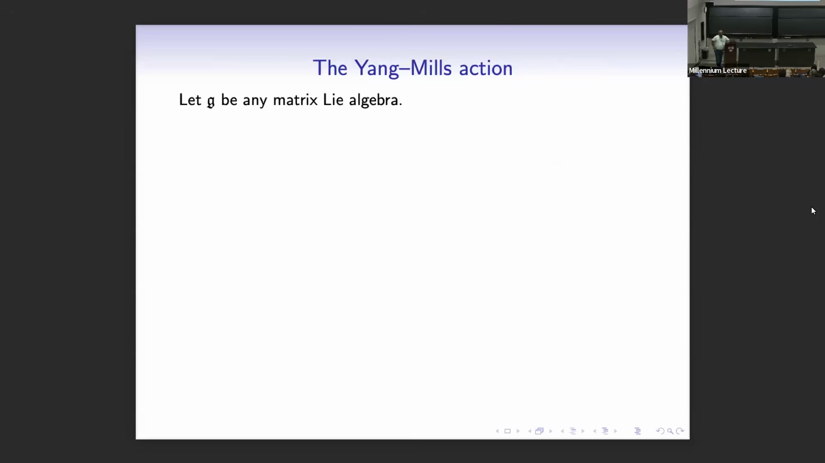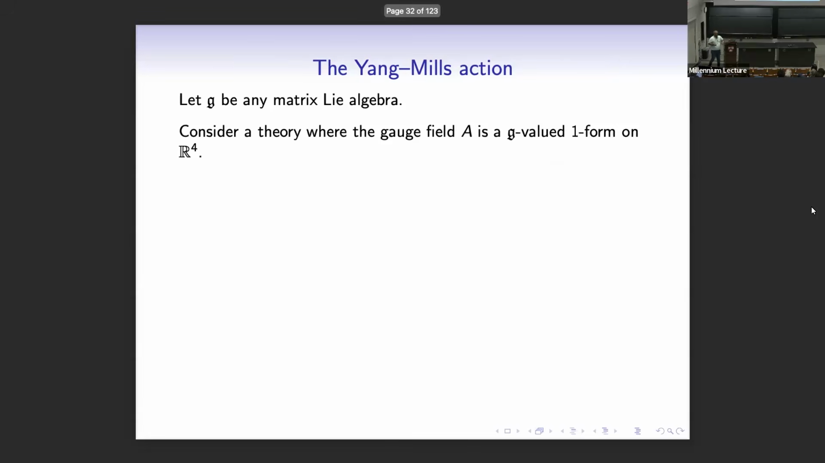So here is the Yang-Mills action. Let this Gothic G be any matrix Lie algebra, and consider a theory where the gauge field is a G-valued 1-form on R4.